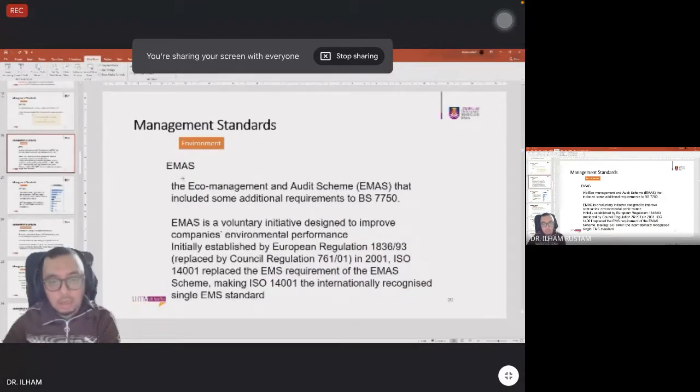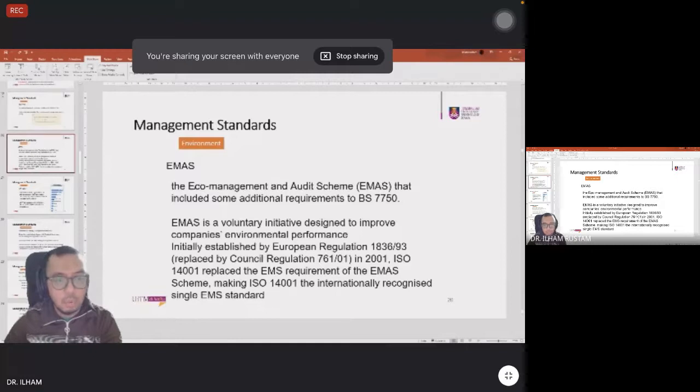And then after that, to audit to make sure that the BS 7750 has been followed and adhered to, there's this eco management and audit scheme being produced to enforce the BS 7750, which is to audit and basically it's a voluntary initiative to improve company environmental performance. So it is initially established by European regulation. Apa semua ni tak adalah tanya sangat insyaAllah, tapi just nak korang tahu, kita start dengan BS 7750.